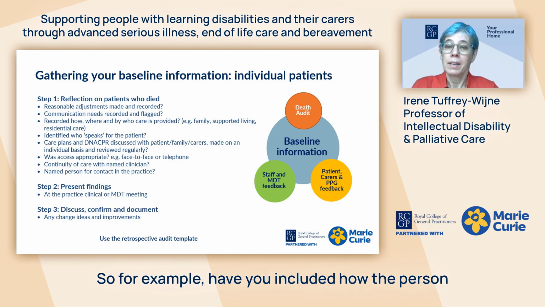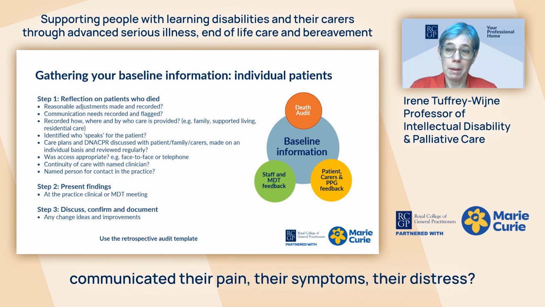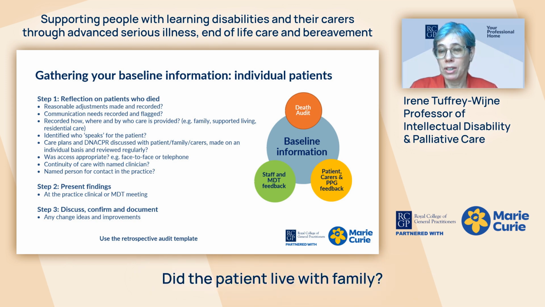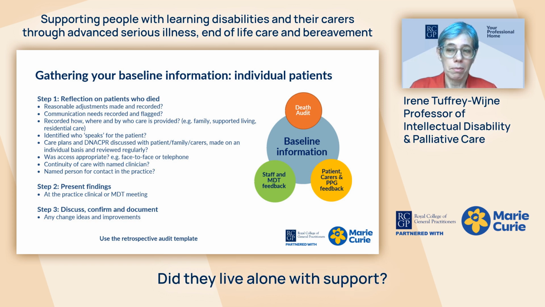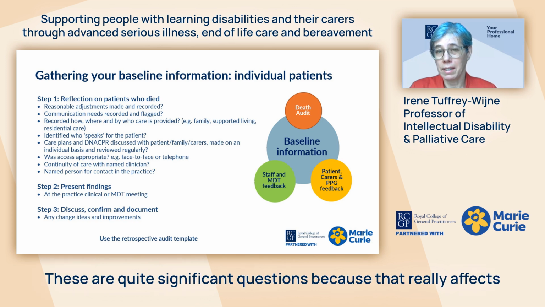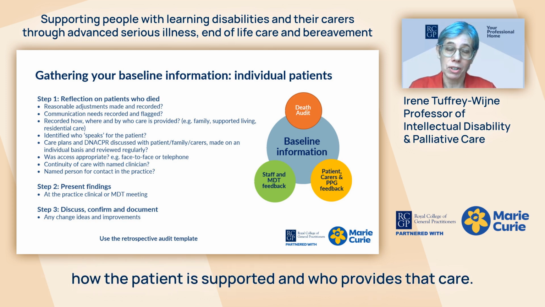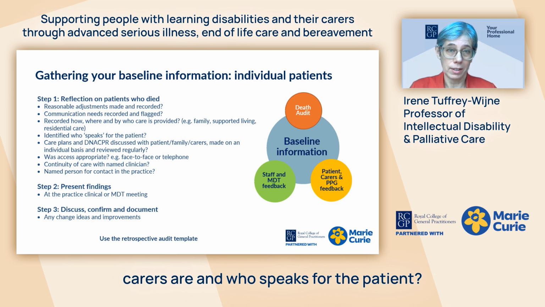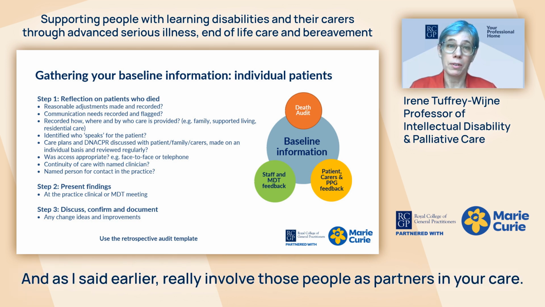So, for example, have you included how the person communicated their pain, their symptoms, their distress? Was it known and recorded how, where, and by whom the care was provided? Did the patient live with family? Did they live alone with support? Did they live in a residential care home, for example? These are quite significant questions because that really affects how the patient is supported and who provides that care. And have you identified who the main carers are and who speaks for the patient? And as I said earlier, really involve those people as partners in your care.